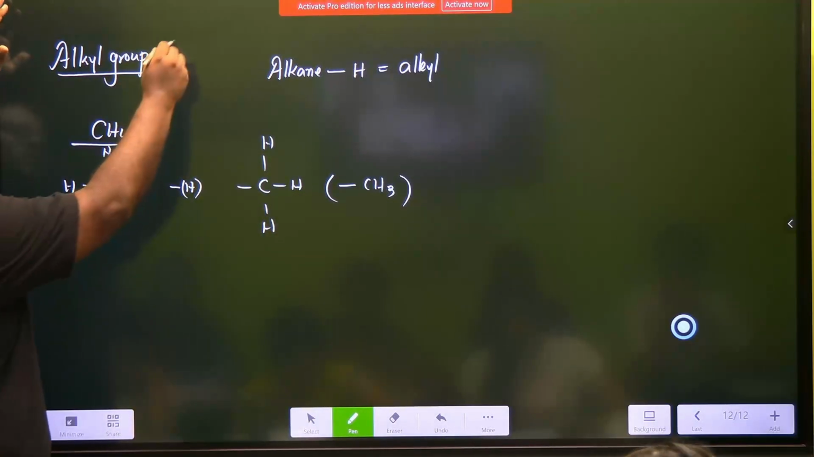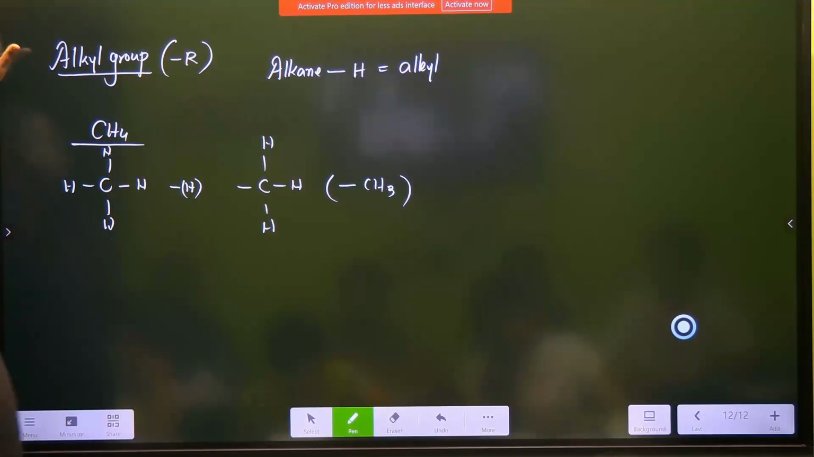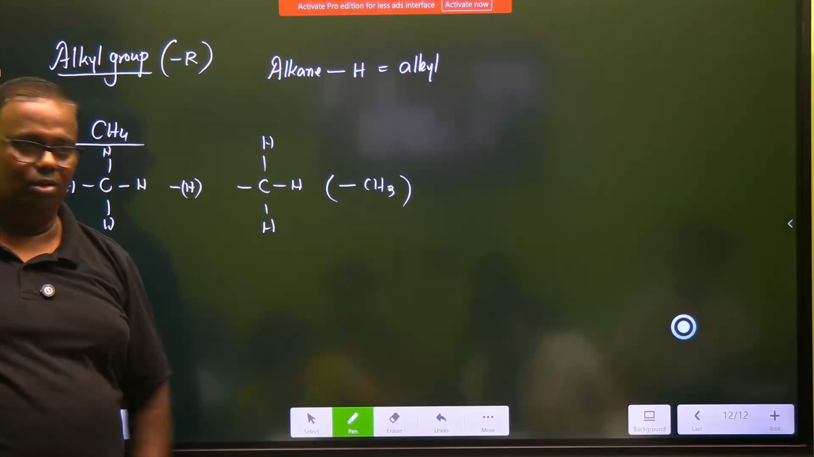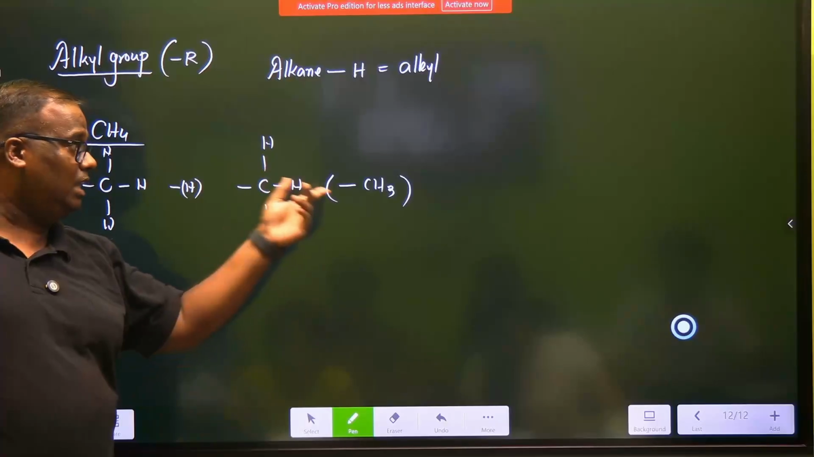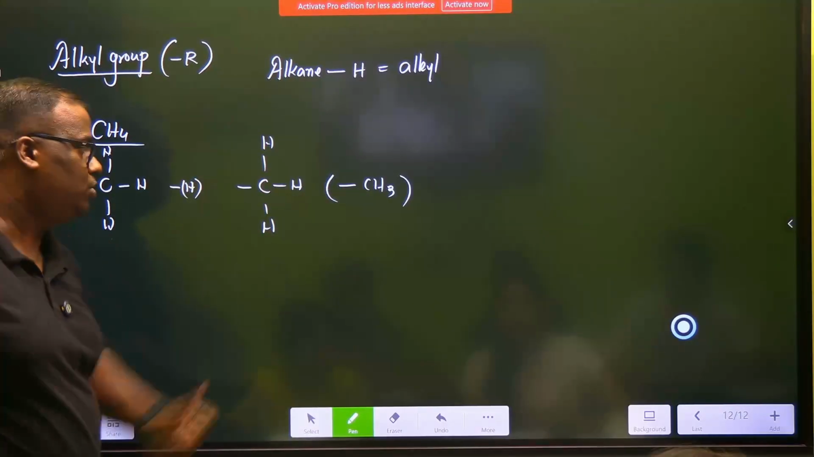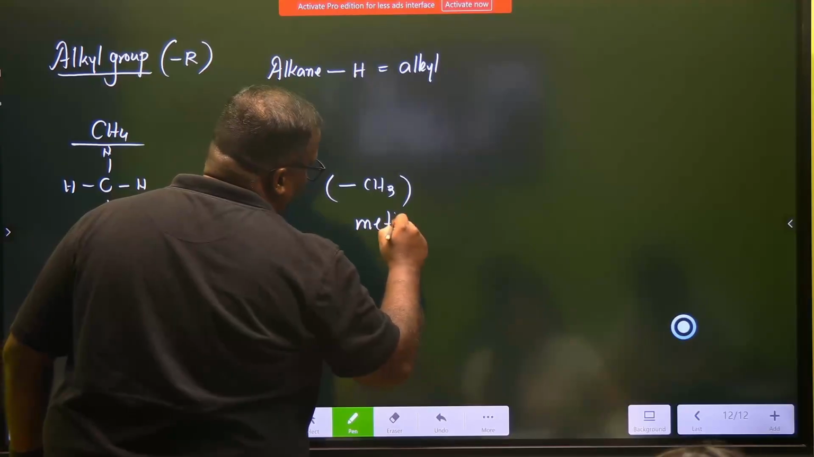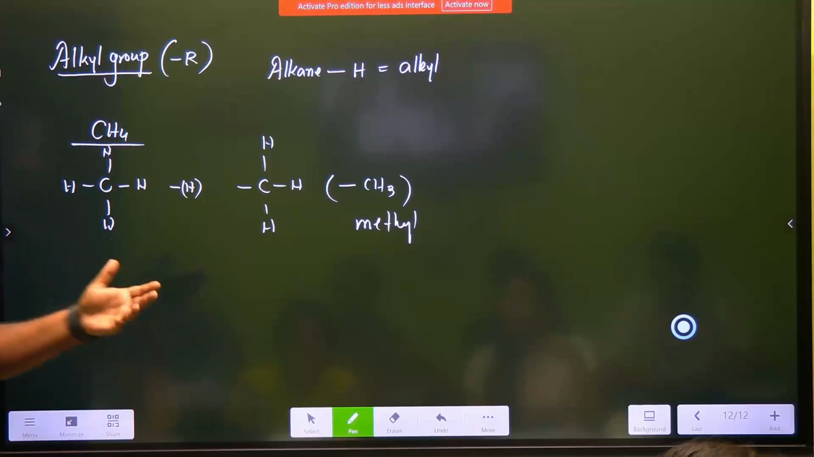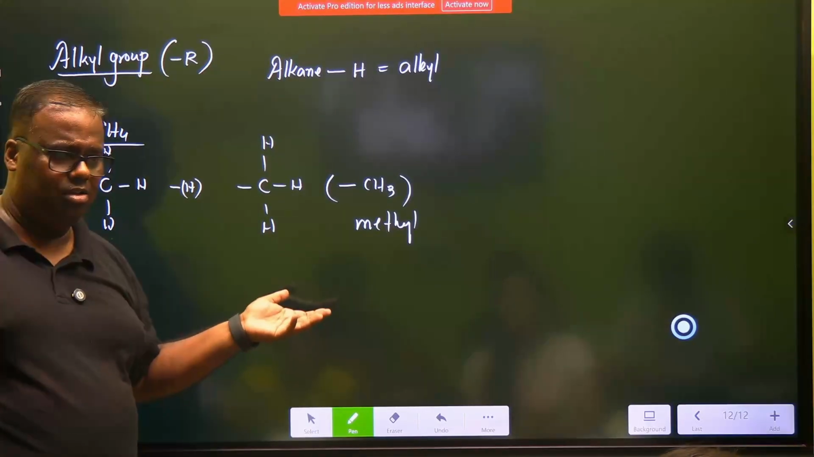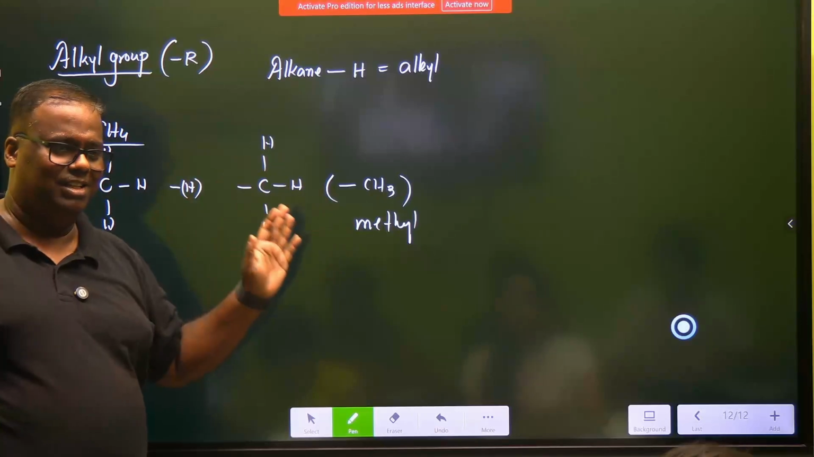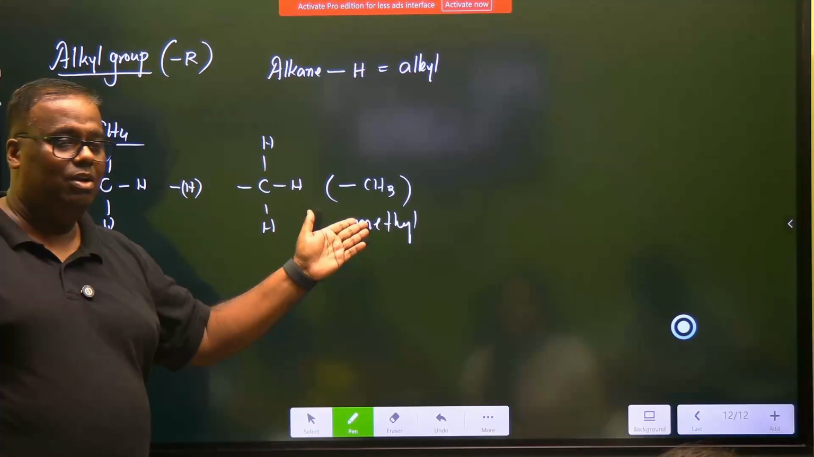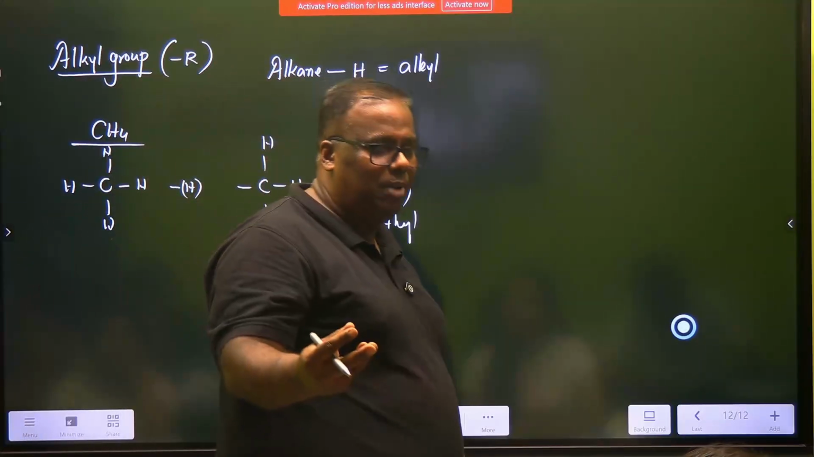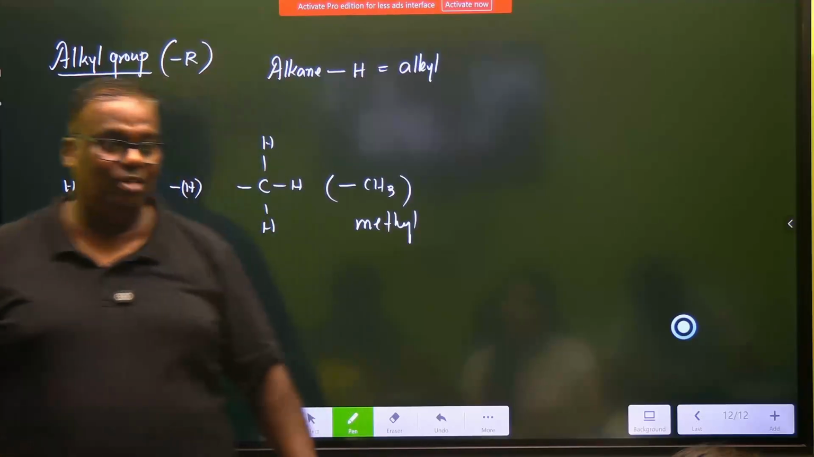Alkyl groups are generally written as dash R. Dash R means an open valency and R represents an alkyl group. This alkyl was made from methane, so this alkyl group's name will be methyl. Is this present in methyl alcohol? 100%. Anything methyl you hear, this is present. Methyl was made from methane. Methyl does not exist by itself. Methyl is like that one extra bead which you can link to your garland, and we will see to which garland.